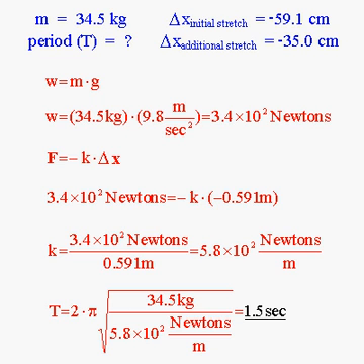Now, before we end this problem, I want you to notice we never used that additional stretch. That negative 35.0 centimeters never came into play. Why? Well, that additional stretch just tells us how far the mass has to travel as it oscillates back and forth. However, the period of the mass's motion does not depend on that. The period of the mass's motion depends only on the mass and the spring constant. So that additional stretch is simply extra information you never use.